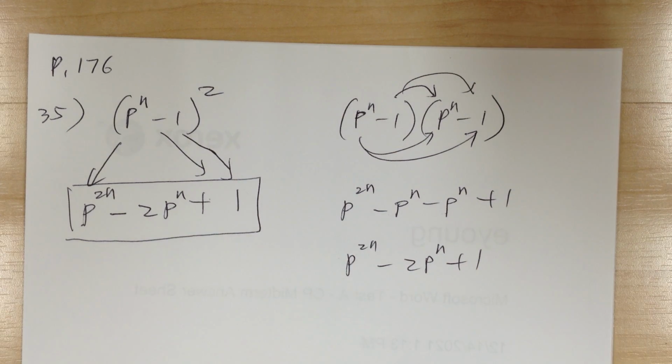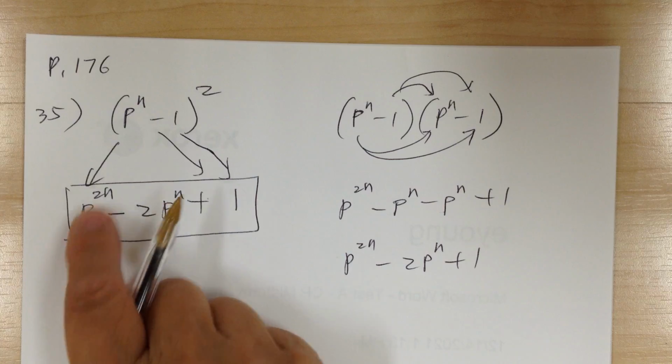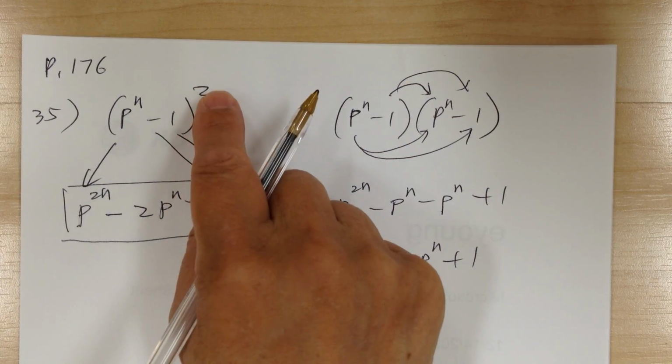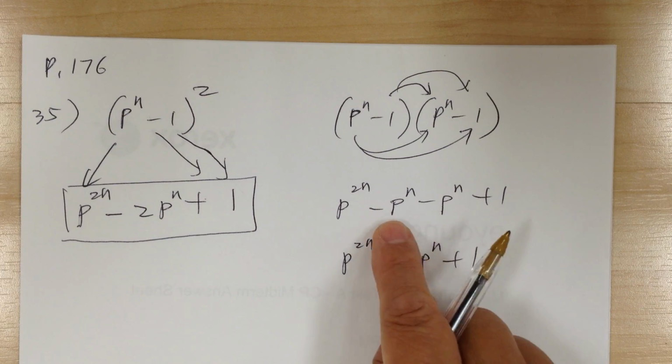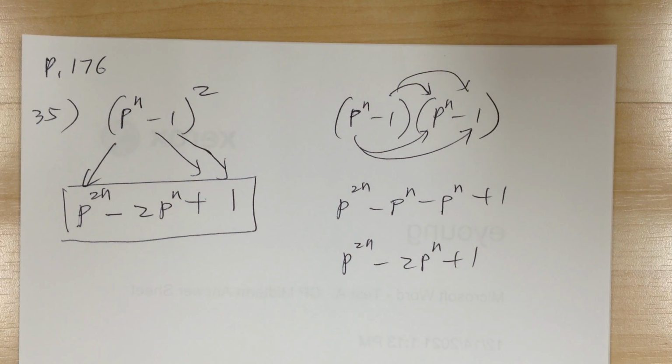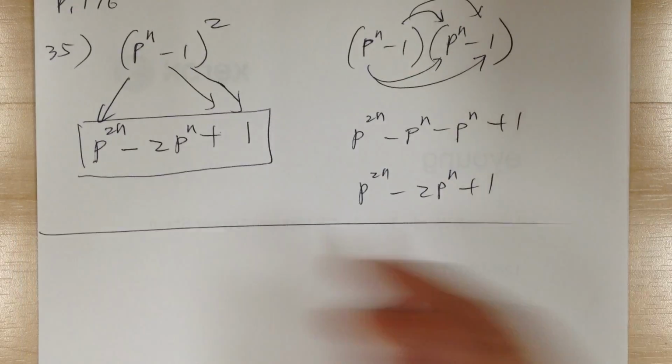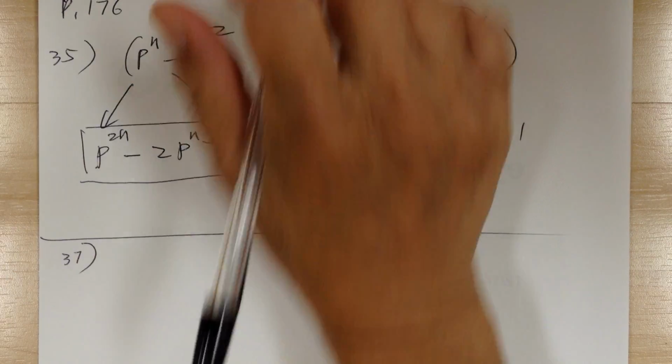So you should know how to do the special product. You square this, square that, multiply all this together to get the middle, because you're going to get 2 of these, right? You're going to get 2 of that. Okay, let's go to 37.